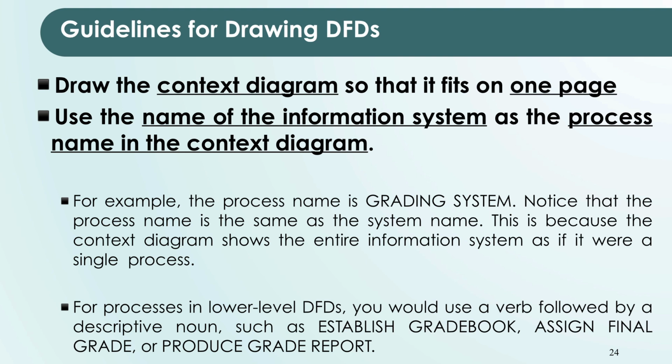You will see later how the context diagram looks. The context diagram only has one process, and that process must be named with the information system name. For example, the process name is grading system. Notice that the process name is the same as the system name. Alright.